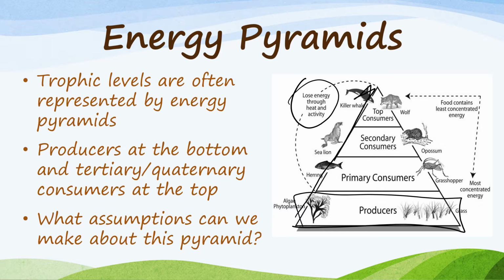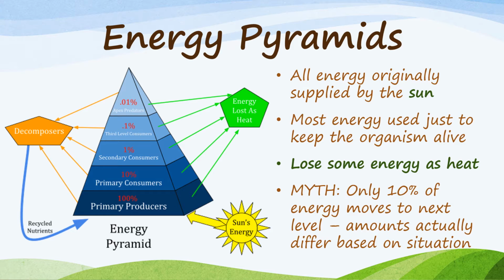So let's keep going and talk about different things we can assume from this pyramid. First thing, we have to assume that all energy is originally supplied by the sun. So the way that these primary producers get their energy is by first taking it from the sun. As I said in the previous one, we lose energy as heat. That's why the pyramid gets smaller.